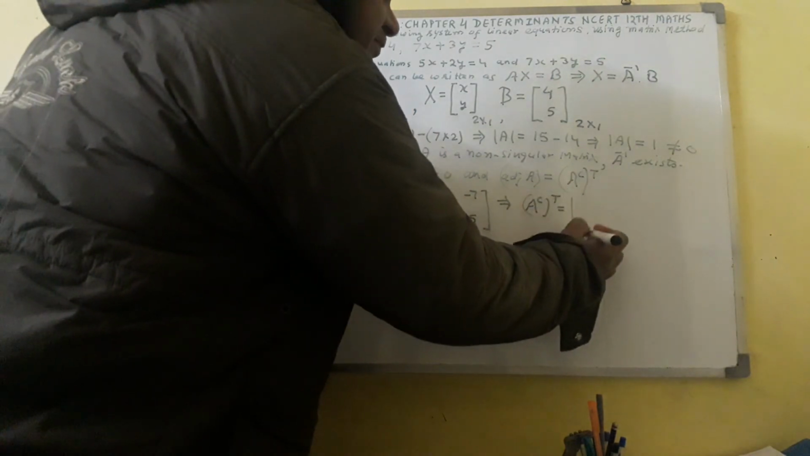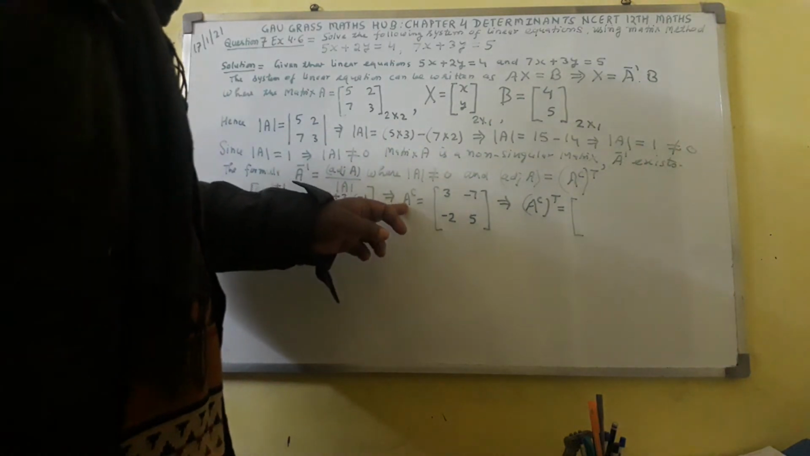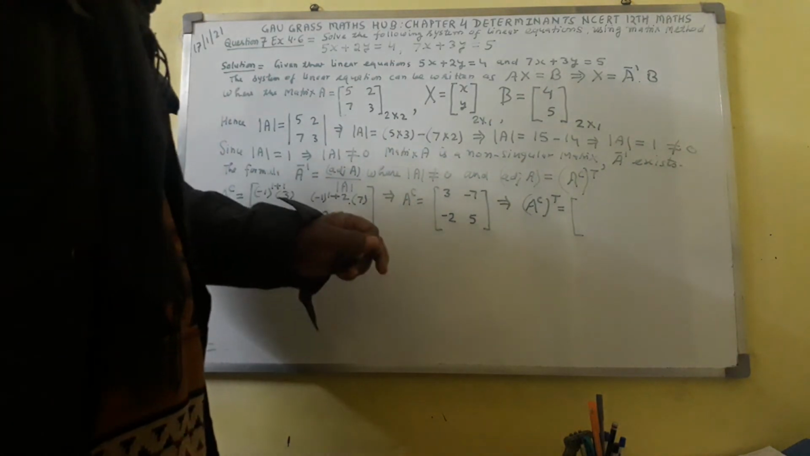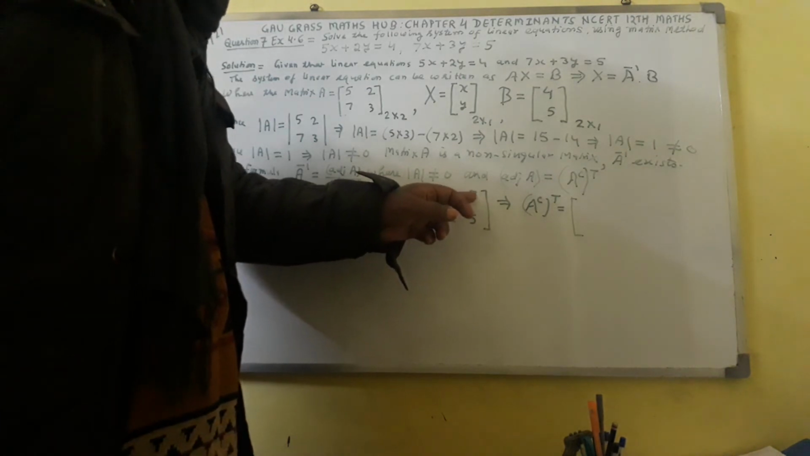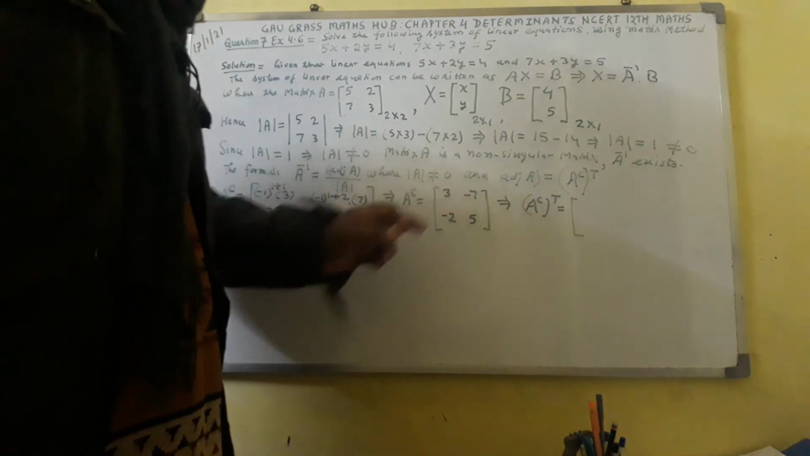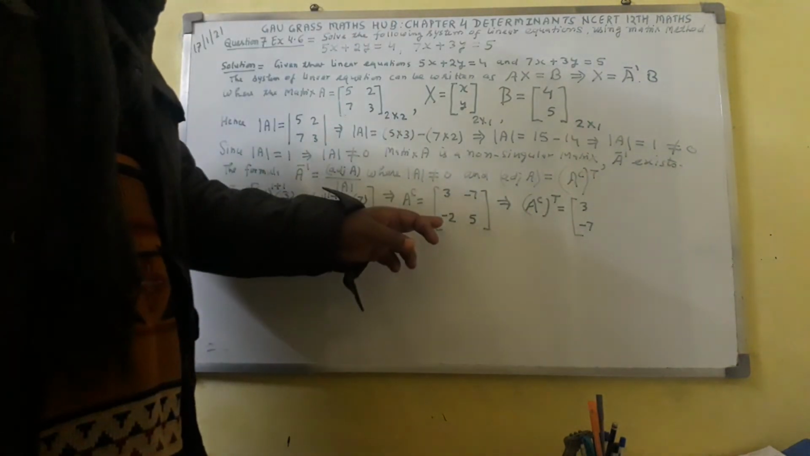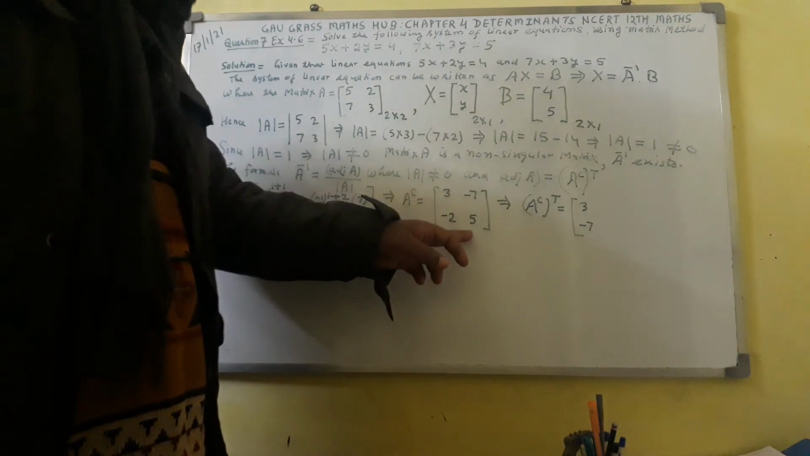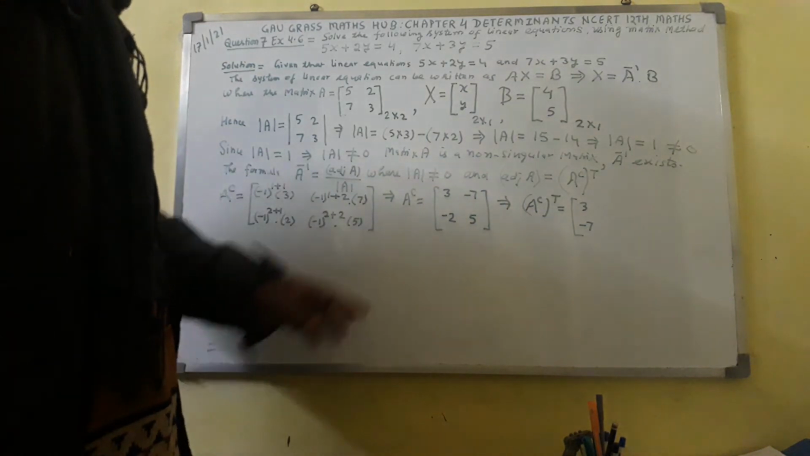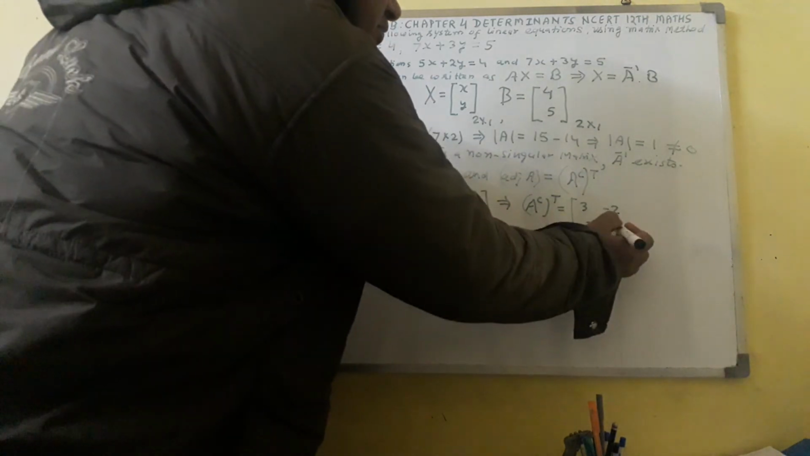So what will we do in this case? This is the transpose of cofactor matrix. The cofactor matrix is this one, and its transpose means that the elements of first row, 3 and -7, will be converted into elements of first column. So here write 3, here write -7. Here you can see the elements of second row, -2 and 5, will be converted into elements of second column. So here write -2, here write 5.